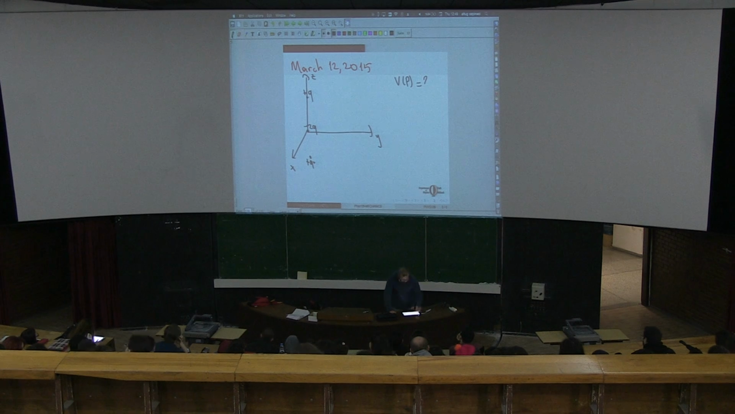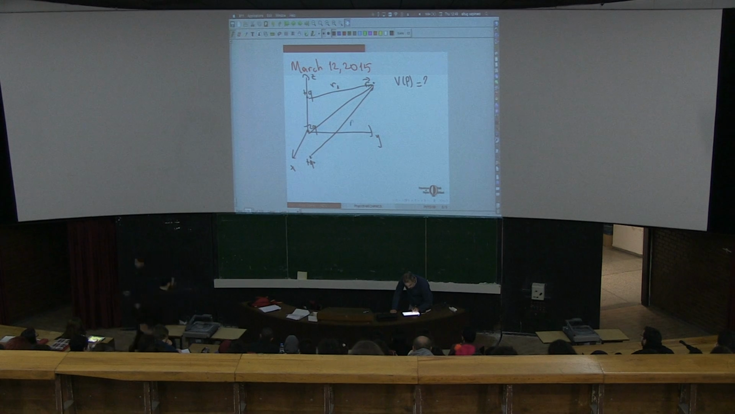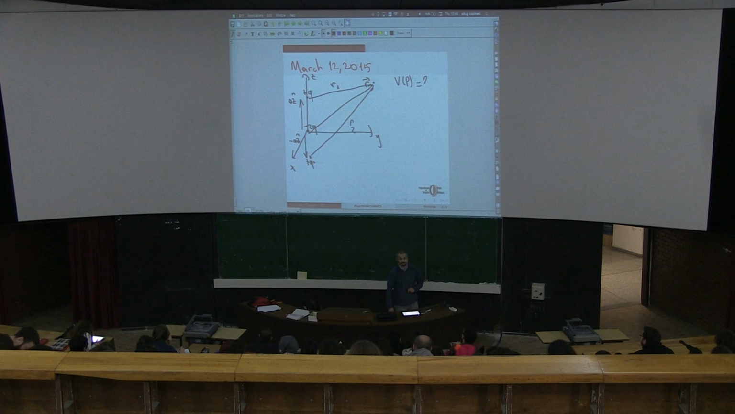So, we look at this point. Let's say this is the position of that point. Let's just denote it by r. Then we have this distance, which is r1, and this distance, let's just call it r2. And there we have this vector, which is a z hat, and also this vector, which is minus a z hat.